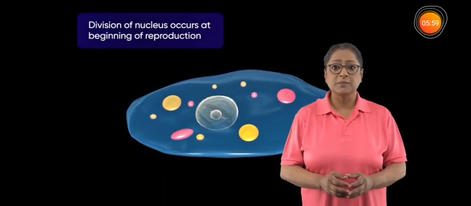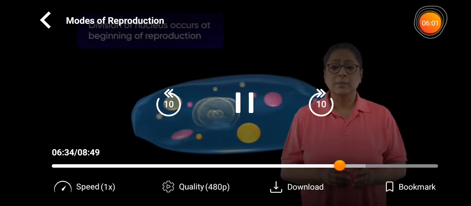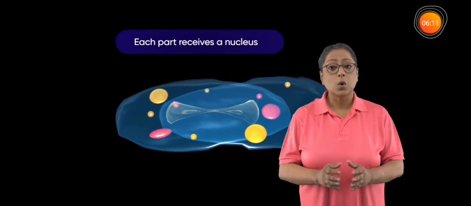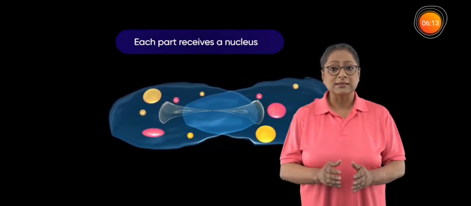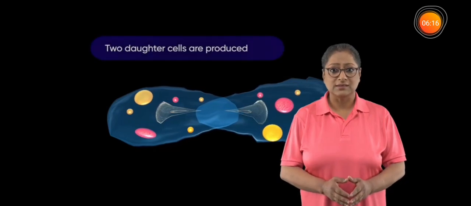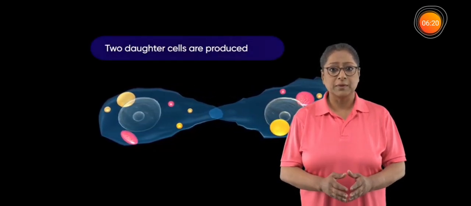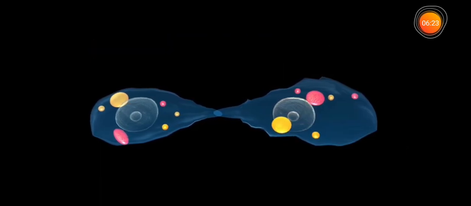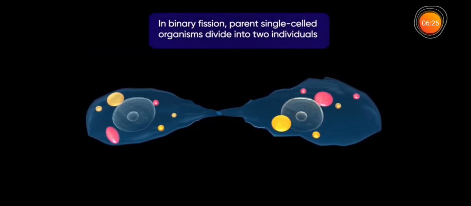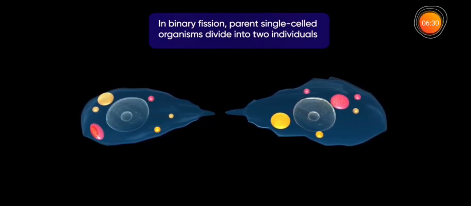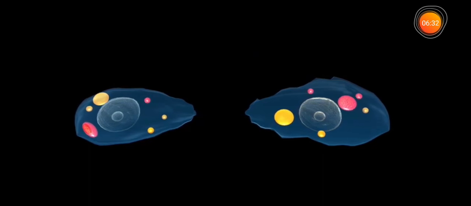The parent amoeba initiates reproduction by dividing its nucleus into two nuclei. This is called nuclear division. The body of the parent amoeba also divides into two, and each part receives a nucleus. Thus, two daughter amoeba are produced from one parent amoeba. This method of reproduction, in which an animal reproduces by dividing into two individuals, is called binary fission.